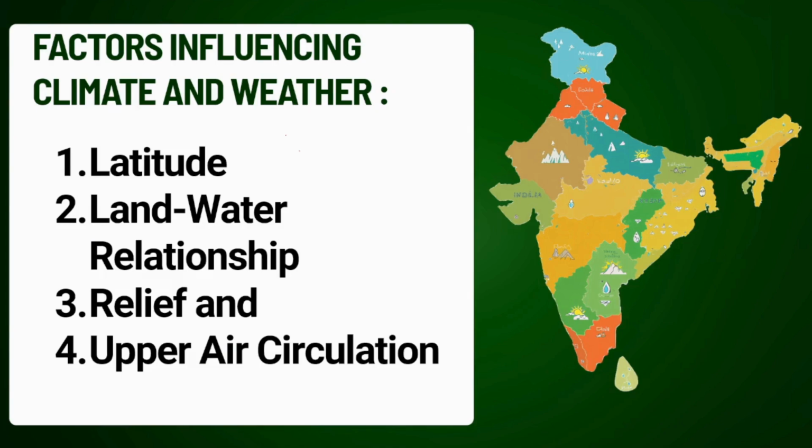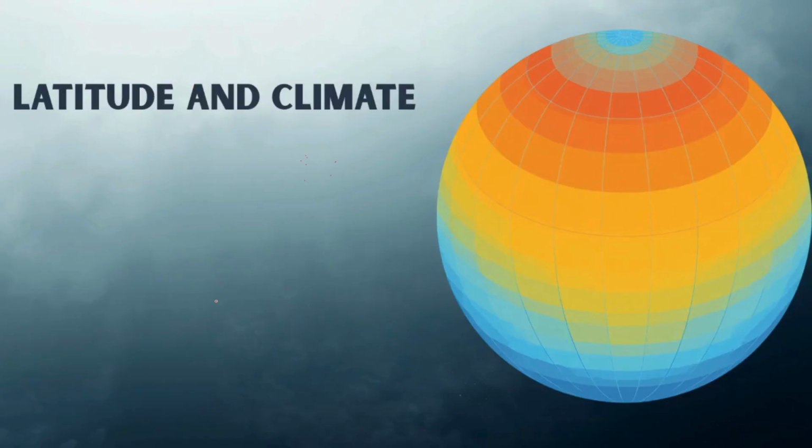First one, latitude. This is the first and the important factor, latitude. Second one, land water relationship, third one, relief, and finally the upper air circulation.